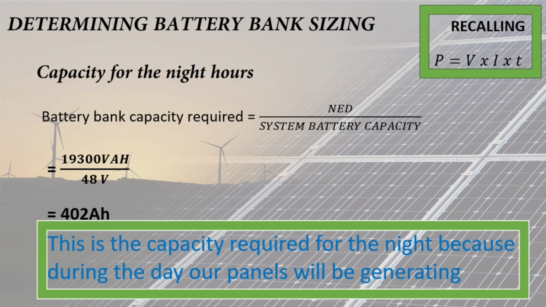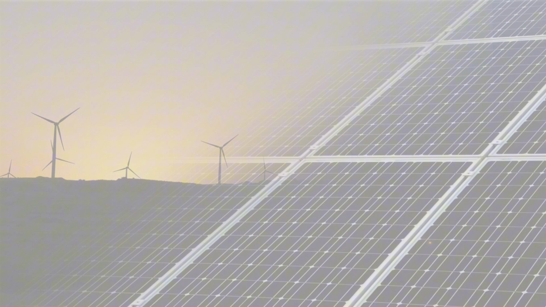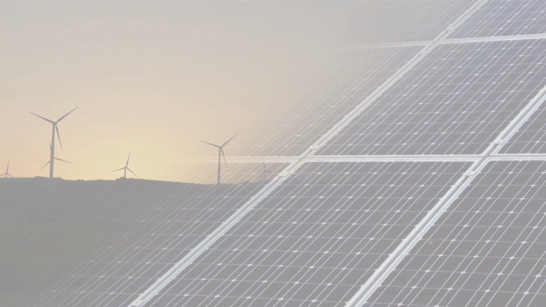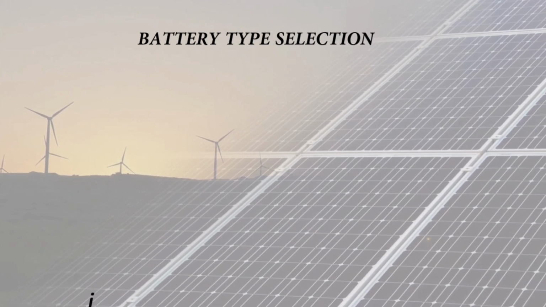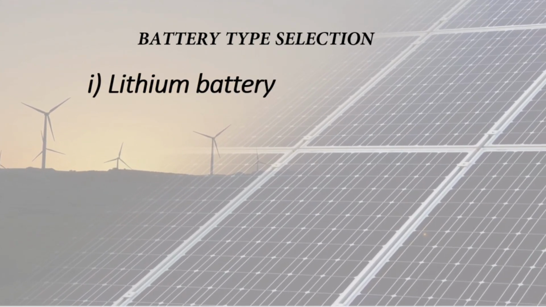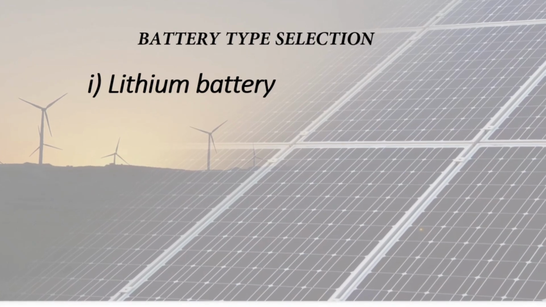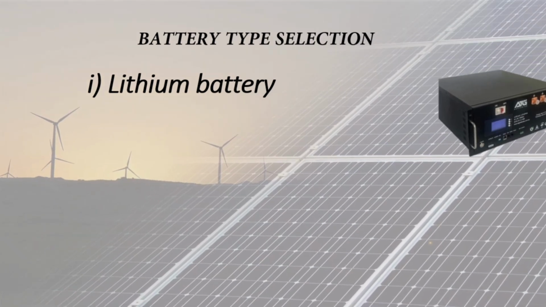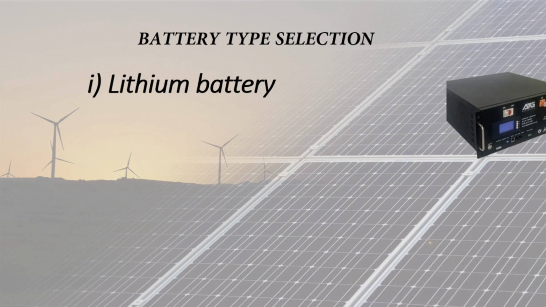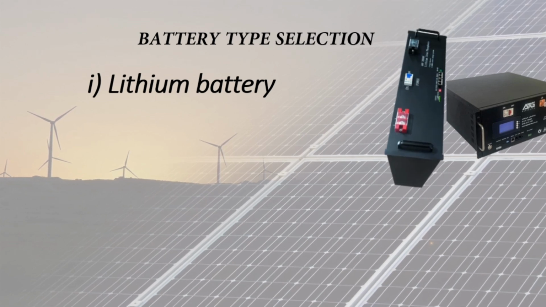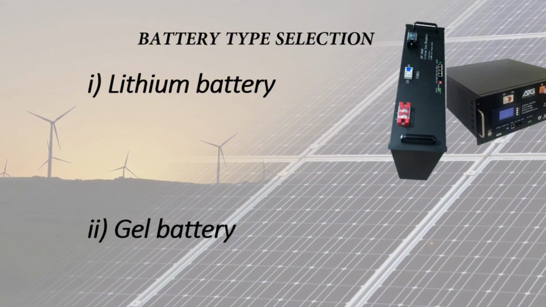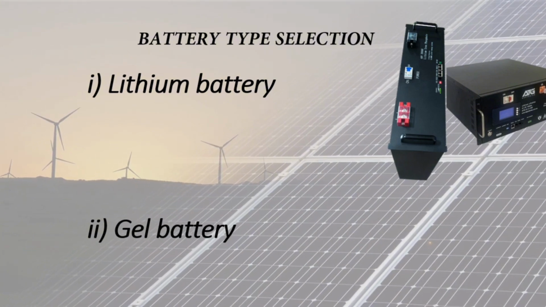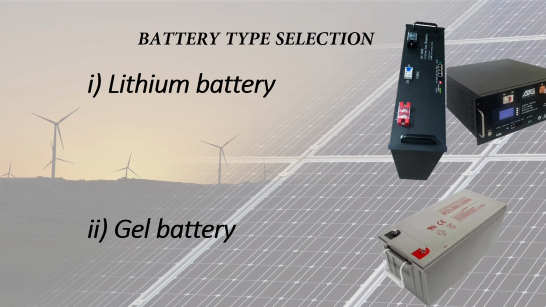So now, when you are determining your battery bank size, you also have to consider the battery selection, as there are many types of batteries out there which have different efficiencies. Number one, we have the lithium battery. Lithium battery works differently from the gel battery and other types of batteries. Number two, we have the gel battery. This is the pictorial view of our lithium batteries, and this is the pictorial view of our gel batteries.